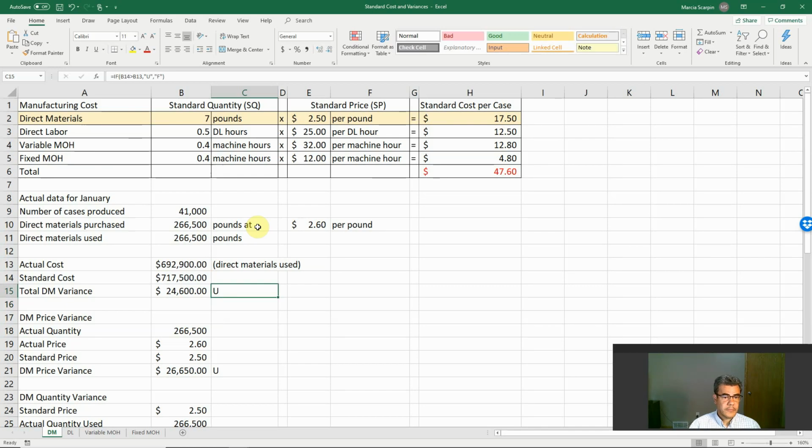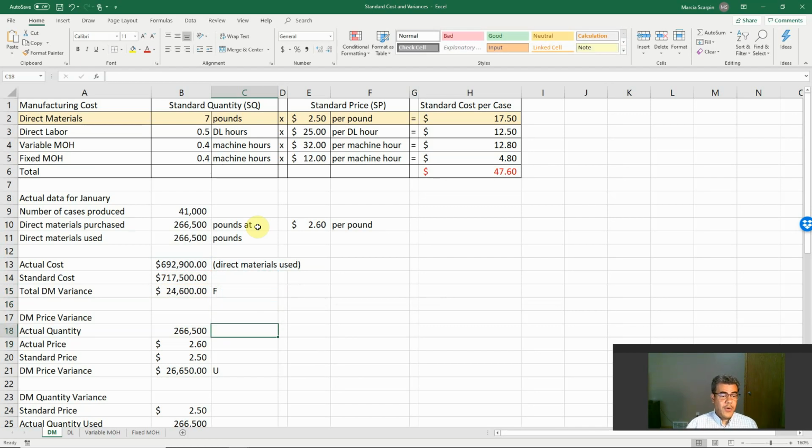Oops, sorry, it is the opposite. If our actual cost is greater than our standard cost, it is unfavorable. Otherwise, it is favorable. Yes, much better now. Okay, that makes sense.